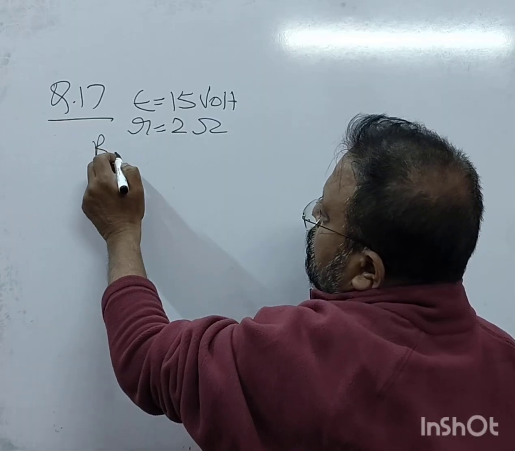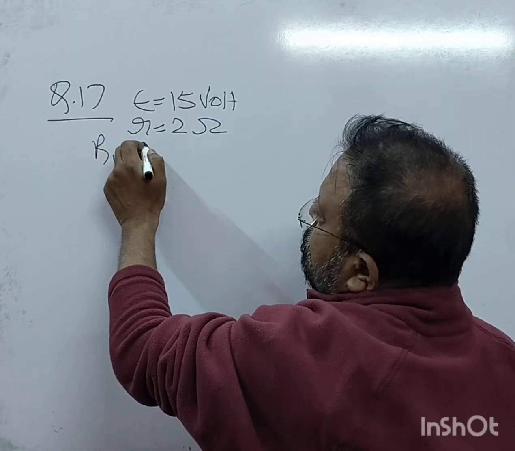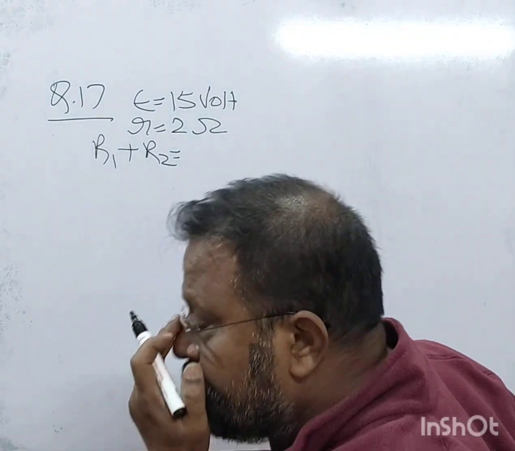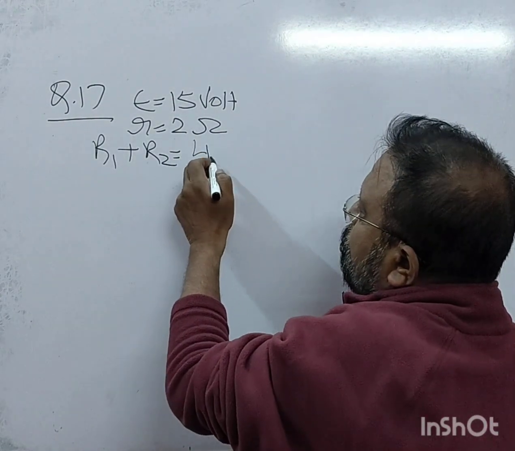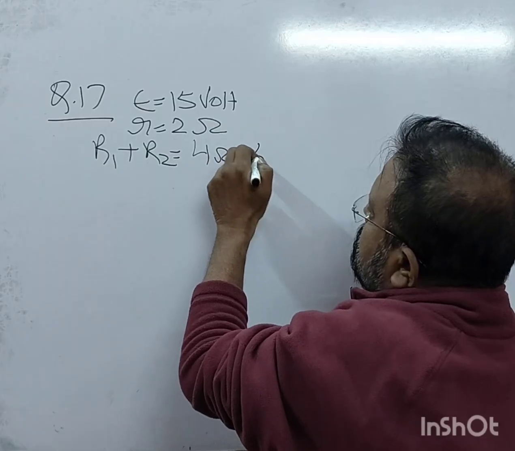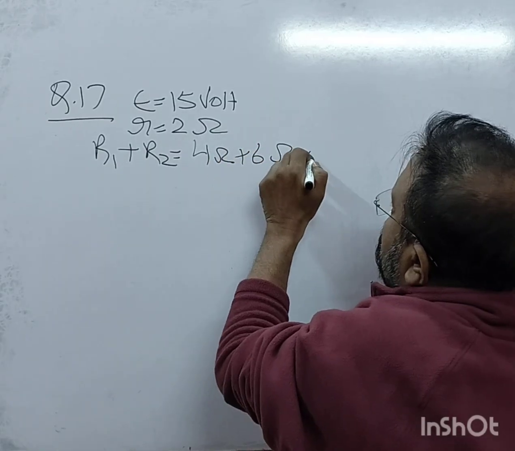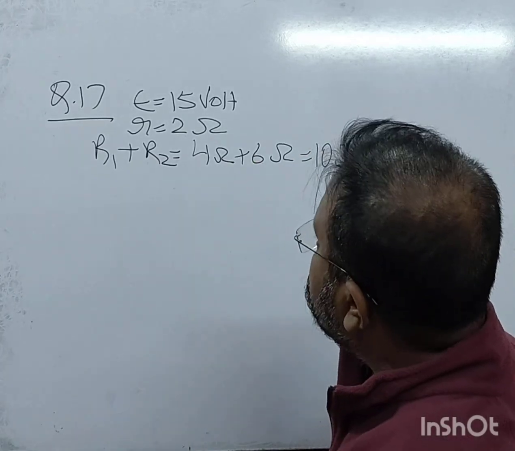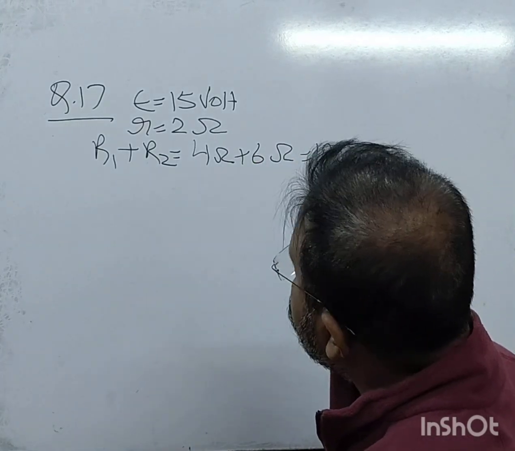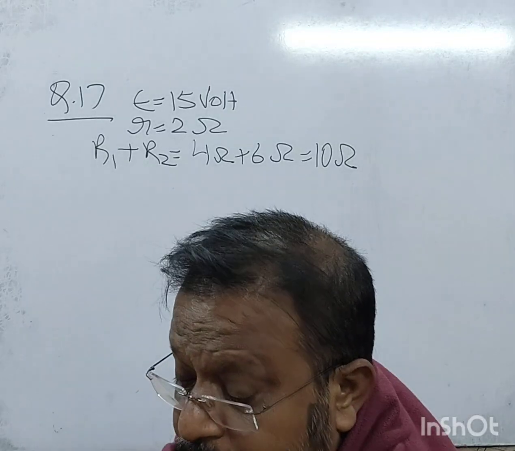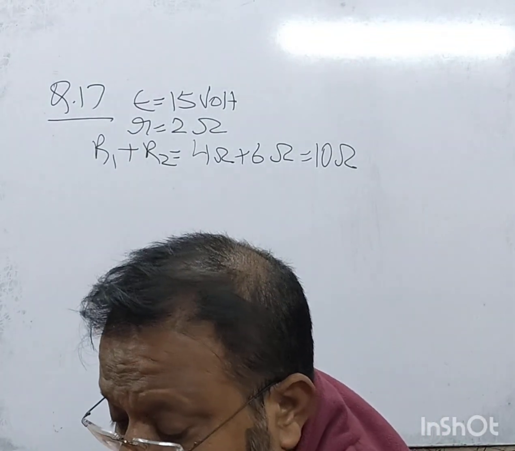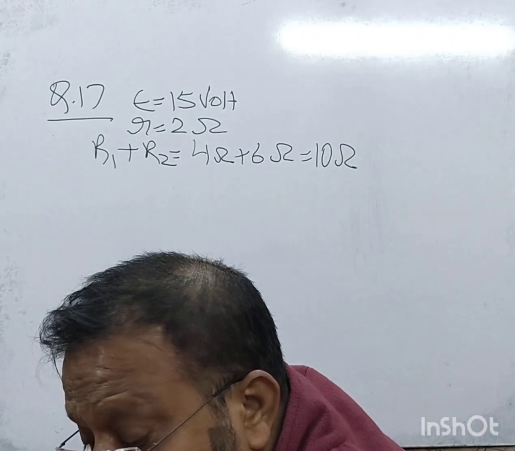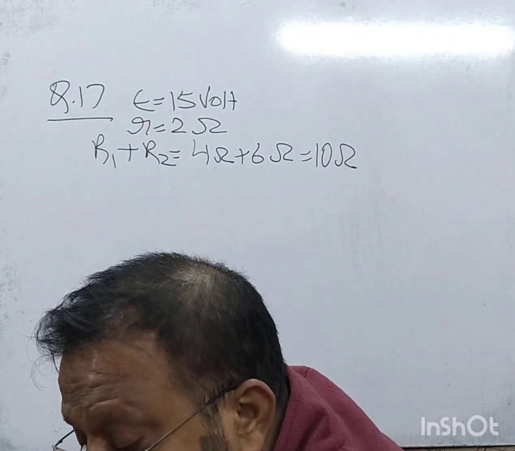So R1 plus R2 is equal to 4 ohm plus 6 ohm. 4 ohm plus 6 ohm becomes 10 ohm net resistance, है ना? So external resistance is 10 ohm. Find the electrical energy spent in 6 ohm resistor. Very nice.